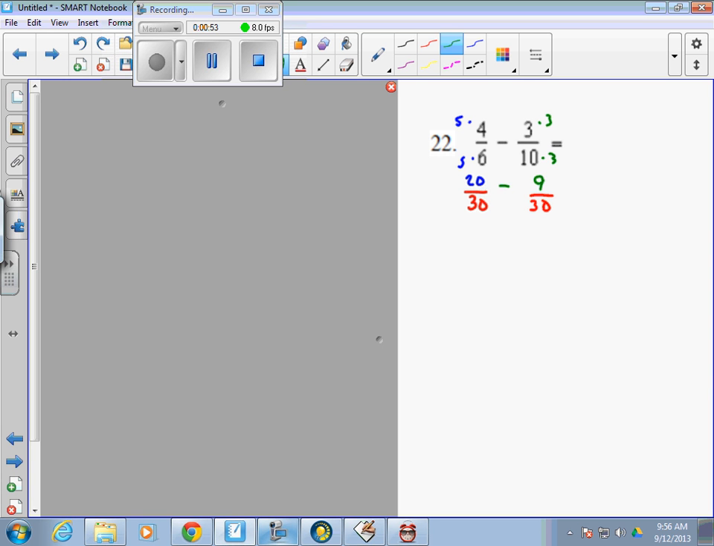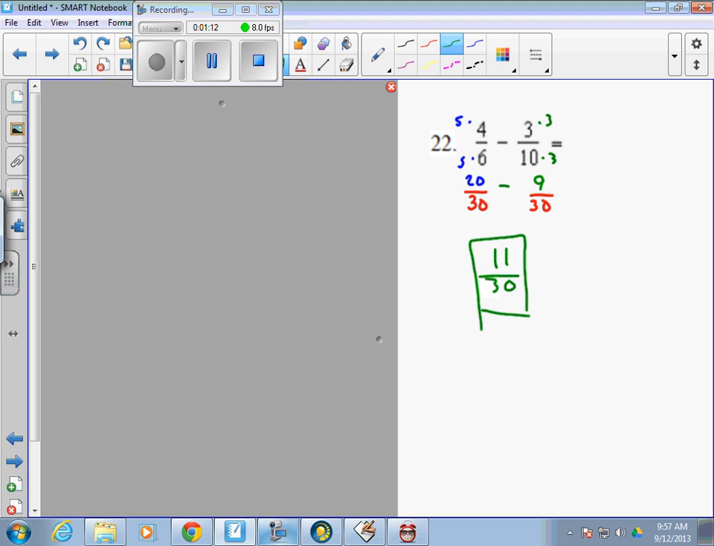So you have 20 over 30 minus 9 over 30. Same numbers at the bottom. It's common, so leave it that way. 20 minus 9 is 11. And there's no number that goes into both 11 and 30, so this is a simplified fraction.